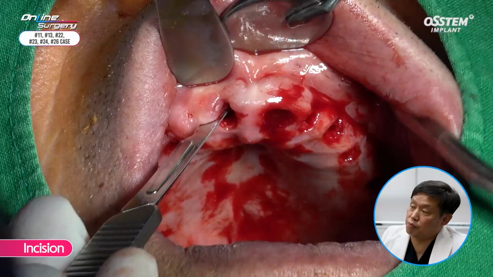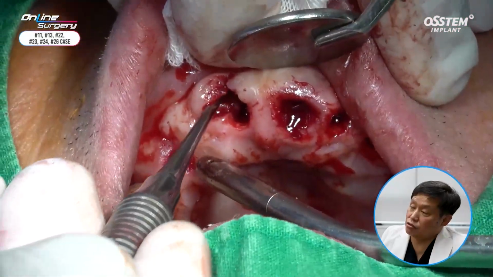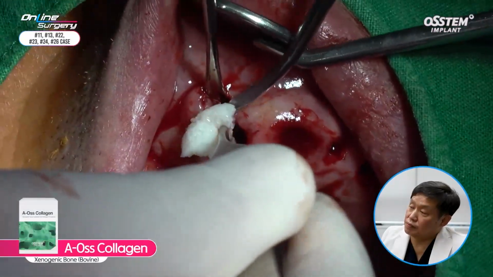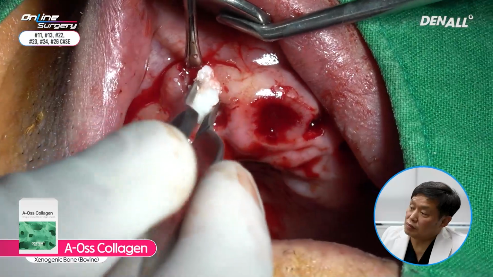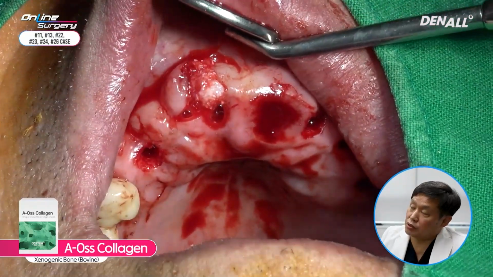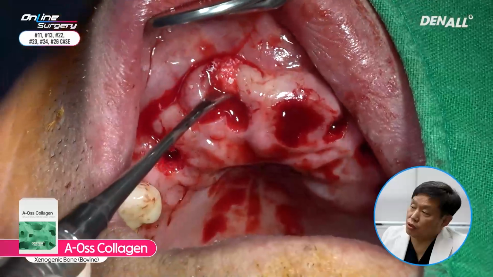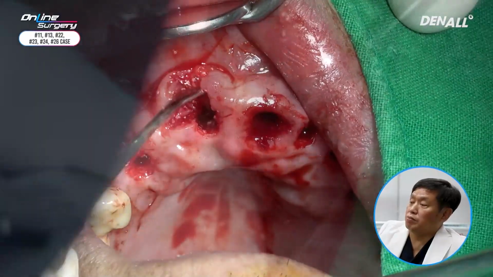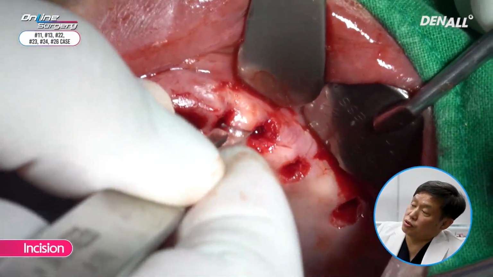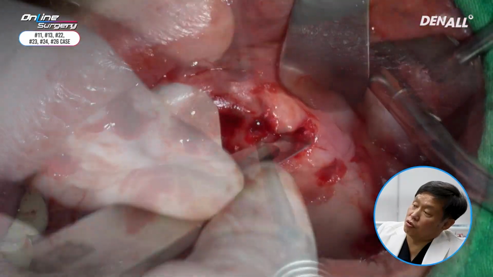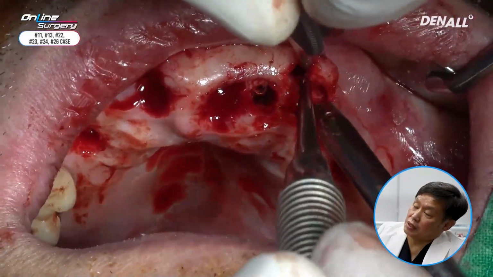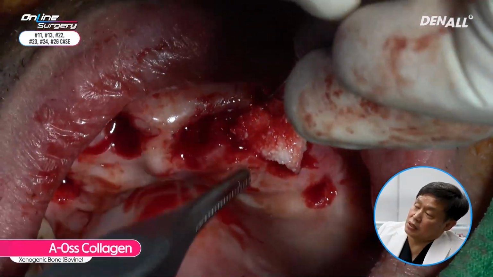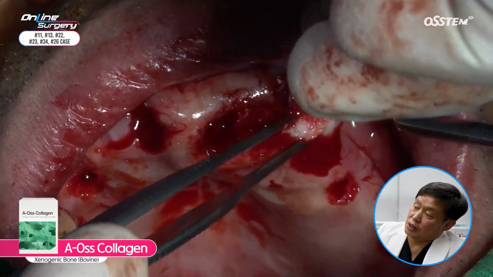Because there was a bit of defect in the anterior area, a minor incision was made and a GBR was performed. In number 11, and the labial defect, AS collagen was used. Bone graft was done. In number 23 and 22, a minor incision was given and bone graft was performed. There was a bit of labial wall left here. AS collagen was used here.